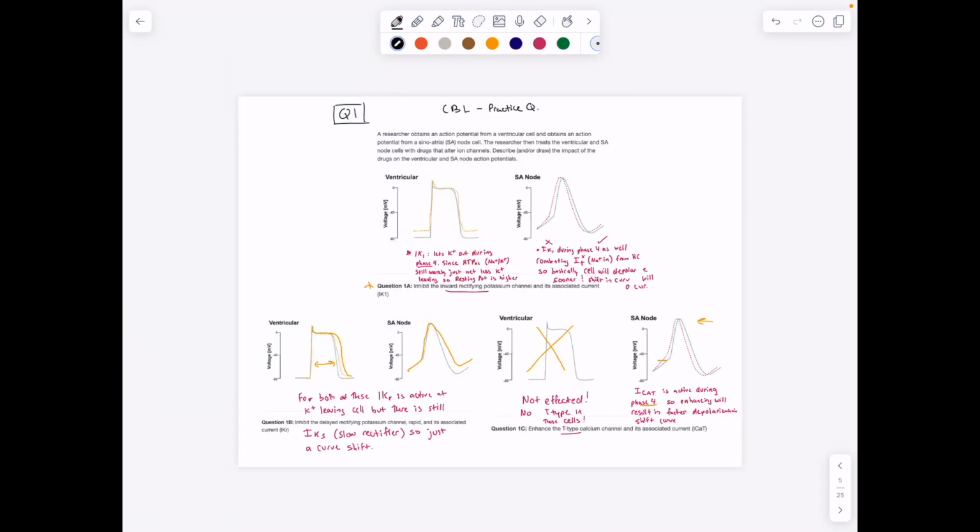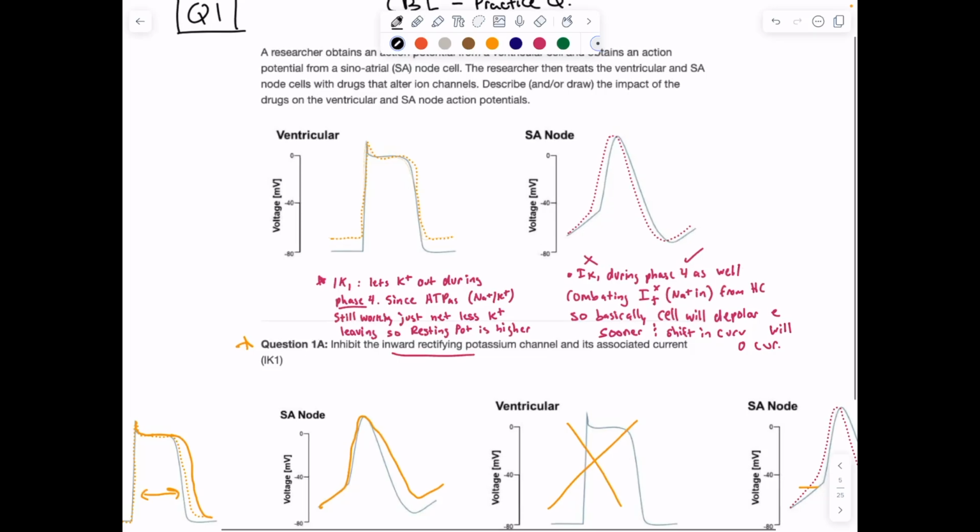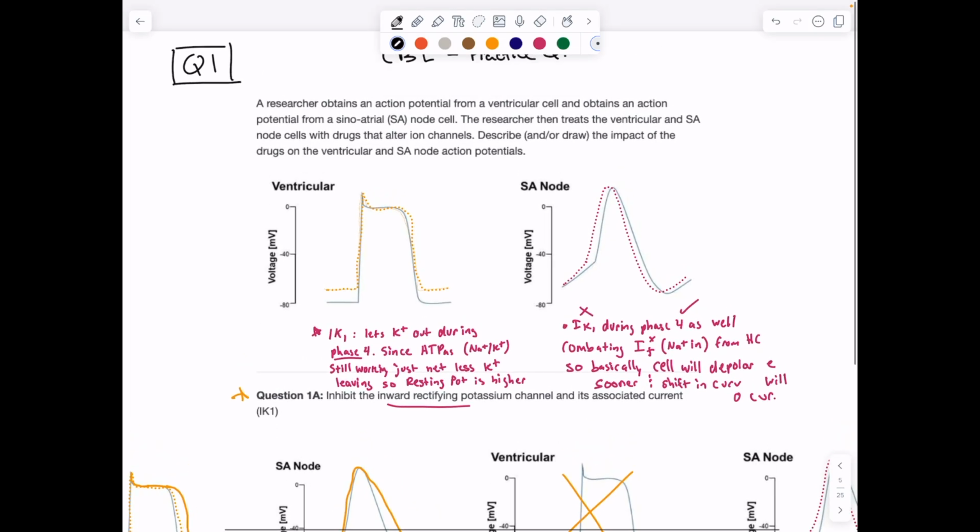All right, so for our first question from our case-based learning, we had a researcher who's giving different drugs to the cell types to inhibit different channels. For question 1, we inhibit the inward rectifying potassium channel with its associated current. We know that IK1 is active during phase 4, and it is going to be a force for repolarizing the cell. During phase 4 for the ventricular myocytes, we also have our ATPase and our sodium calcium exchanger working to repolarize the cell. So really the net result is there are going to be other things repolarizing the cell, but since we have our leak channels constantly depolarizing, the resting potential is just going to be a little bit higher than it was before, right?